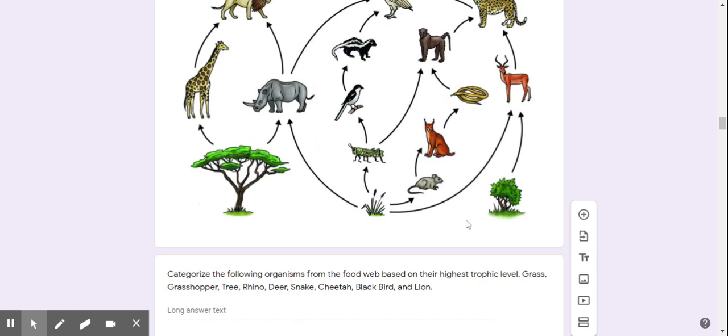We only got a few more. Let's go to the deer. All right, so we can see that the deer is eating two different kinds of producers, but he does not eat any kind of organism. So right now, the highest level that the deer can be is a primary consumer as well.